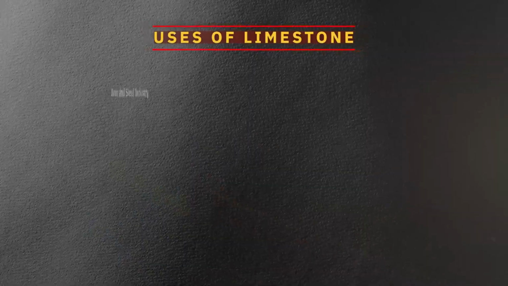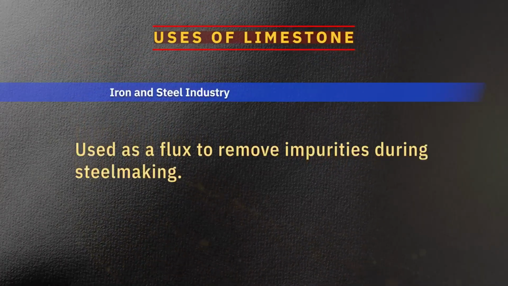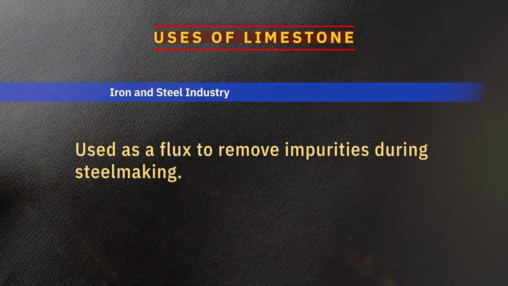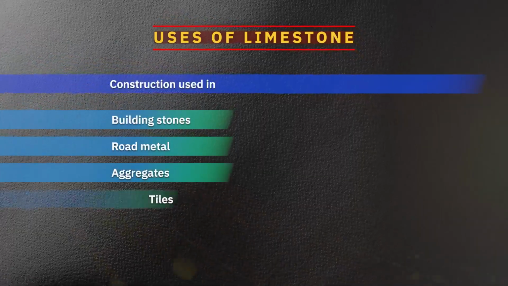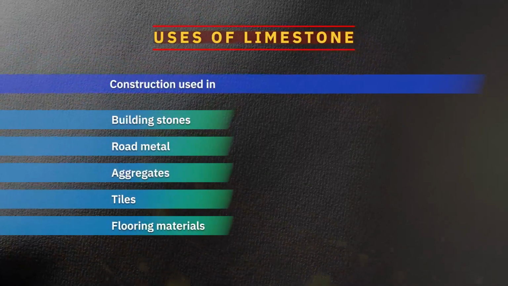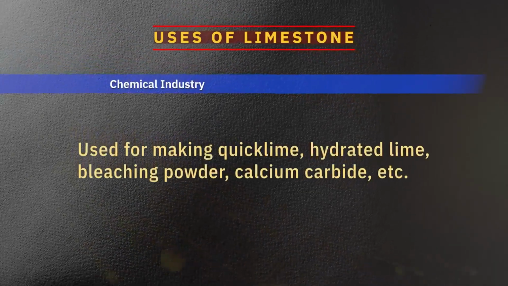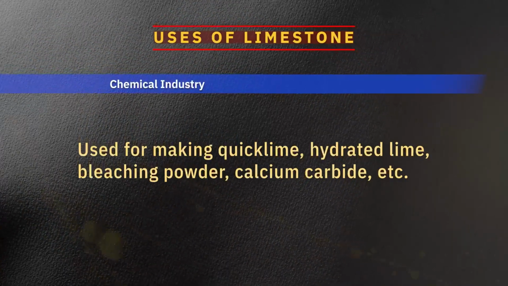Next is the iron and steel industry. We use limestone there as a flux to remove impurities during steel making. Number 3, in the construction sector, we use it in building stones, road metals and aggregates. We use it as tiles and flooring materials as well. In the chemical industry, it is used for making quicklime, hydrated lime, bleaching powder, calcium carbide, etc.